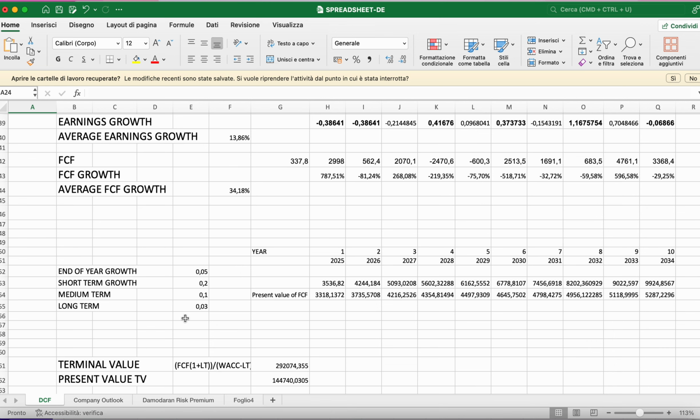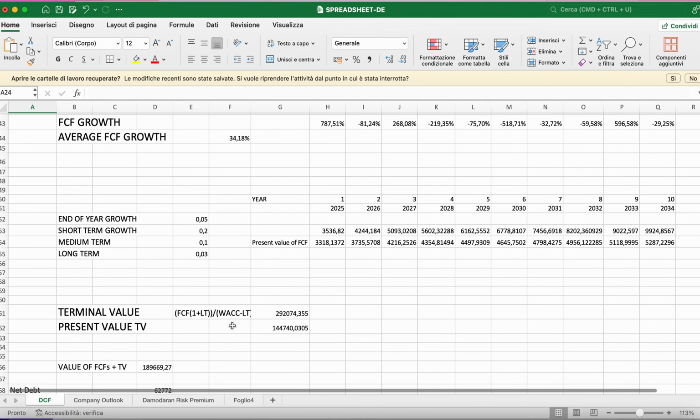Then I've taken the long-term growth of around 3%. So that is the, let's say, expected growth for the US. Probably this company will develop more abroad, but I've stuck more or less to that 3% that I feel comfortable with. So then we take into consideration the terminal value.